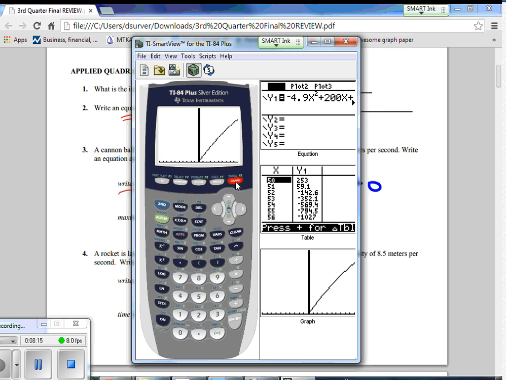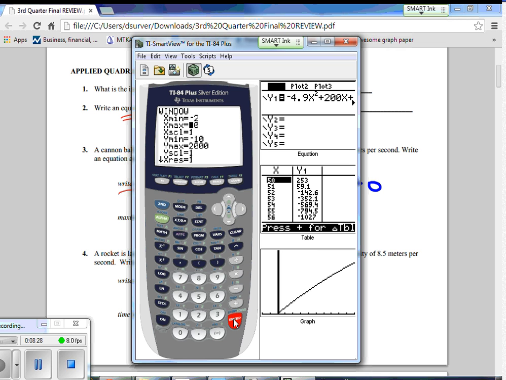All right, so I'm going to try my window again. I'm going to say my x max and my x min. My x min, the smallest x, which is time, that I'm ever going to have would be 0. But I'm going to put -2 just because I like to be able to see the x's. My x max, I got to go higher than 10 seconds. This thing's going to be in the air a long time.